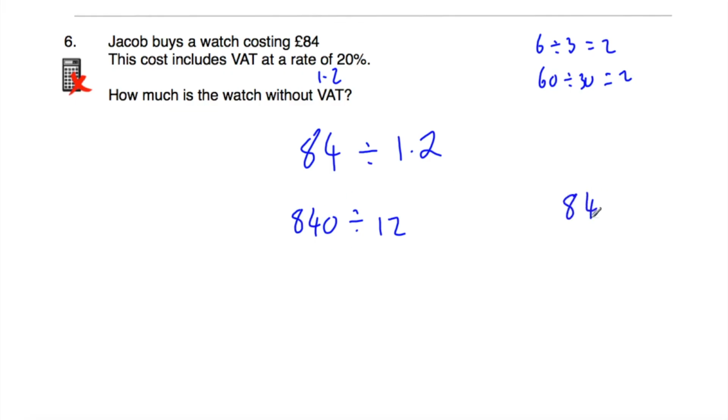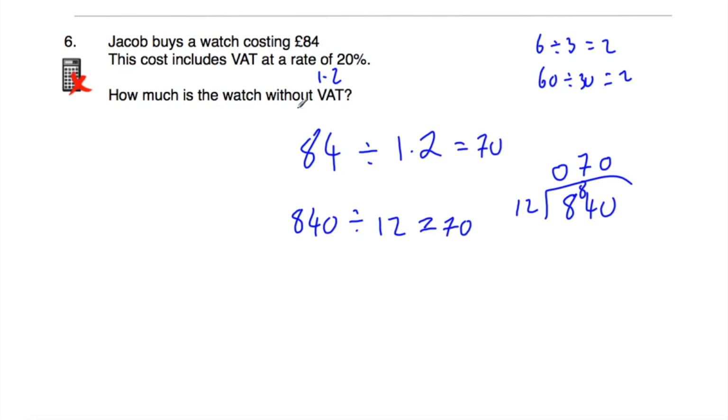So let's do 840 divided by 12 using our bus shelter method. So how many 12s are in 8? 0, remainder 8. How many 12s are in 84? That's 7. And how many 12s are in 0? That's 0. So the answer is 70. So that means that if we do 84 divided by 1.2, the answer is equal to 70.